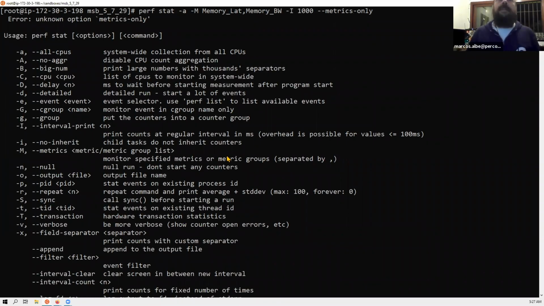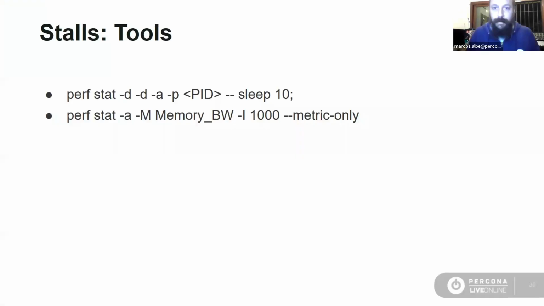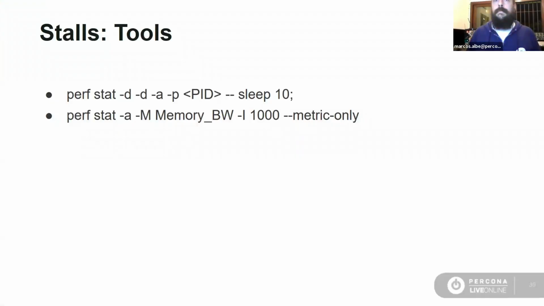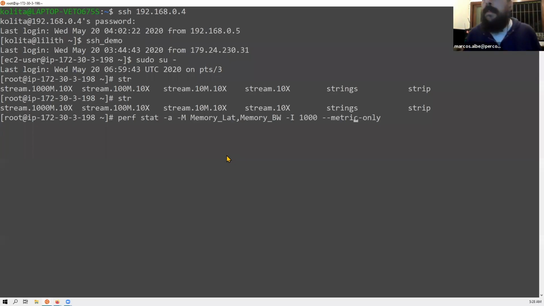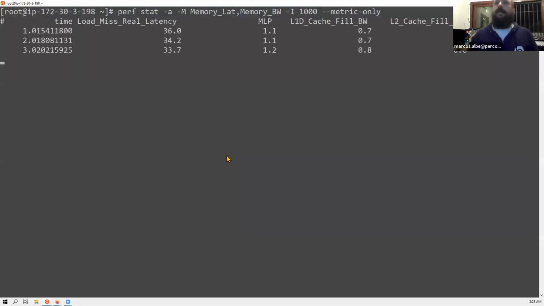Oh my God. Just let me check my own command. Metric only. I'm sure I'm doing it right. And I did it on this same machine. Oh, there you go. I knew I was right.